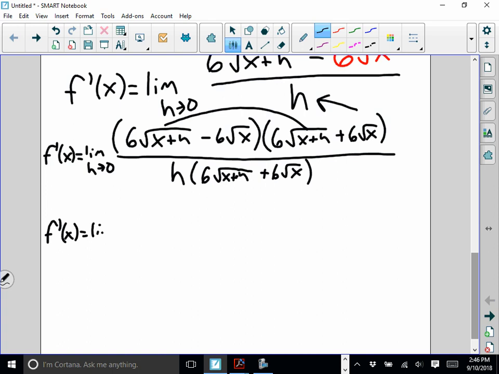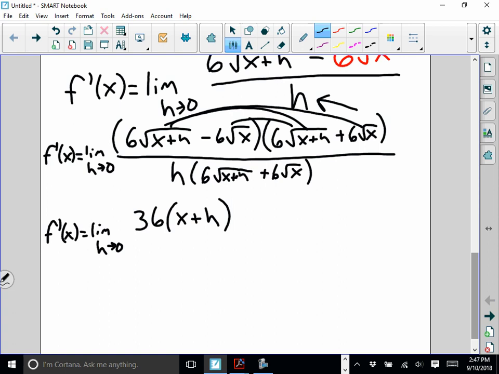So on top here, I'm going to multiply the two 6's together to get 36. And when I multiply root x plus h times root x plus h, I get the quantity x plus h. It is very important that when you do this, that x plus h stays in parentheses like this. Okay? Now the reason I use the conjugate is because the O and the I in FOIL cancel each other out. This term and this term are the same but opposite signs, therefore they drop out.